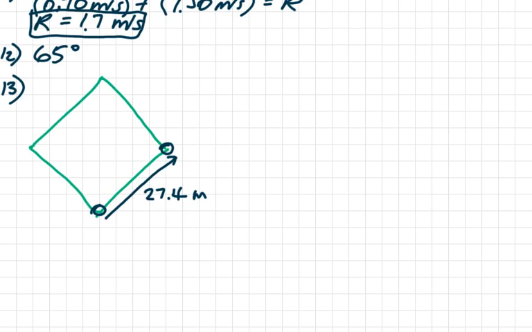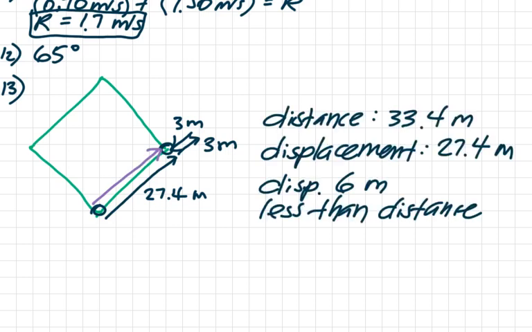13. Okay, so the batter runs to first base 27.4 meters, overshoots by 3 meters, but then comes back to first base. So distance, remember, you can't take it back and there's no direction, so you simply add it up. So the distance here would be 27.4 plus 3 plus 3. Distance is 33.4 meters. But displacement is start to finish, so start to finish from home plate to first base is only 27.4 meters. So yeah, that displacement is 6 meters less than the distance, and that is 6 meters shorter, choice 2. Again, just be careful as you read.